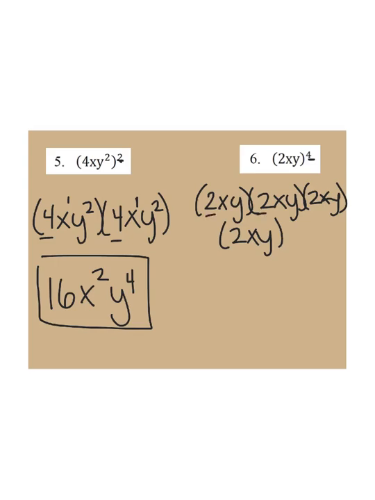So I'm going to multiply the coefficients. 2 times 2 is 4, times 2 is 8, times 2 is 16. I have x times x times x times x, so I get x to the 4th. And the same thing, y times y times y times y gives me y to the 4th.